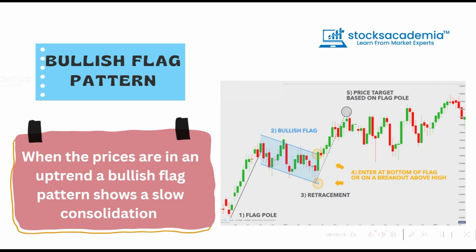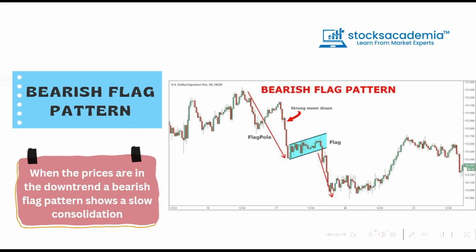Bullish flag pattern. When the price is in an uptrend, a bullish flag pattern shows a slow consolidation. Now bearish flag pattern. When the price is in a downtrend, a bearish flag pattern shows a slow consolidation.